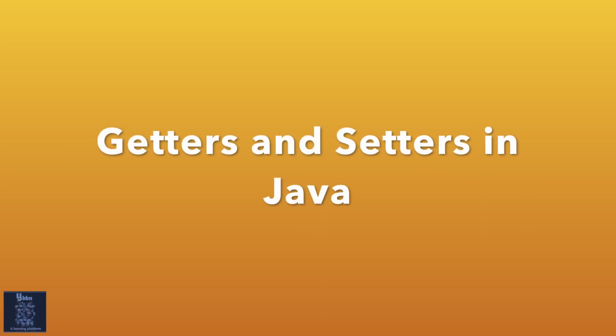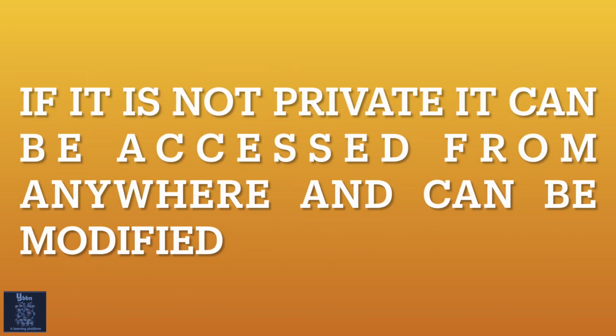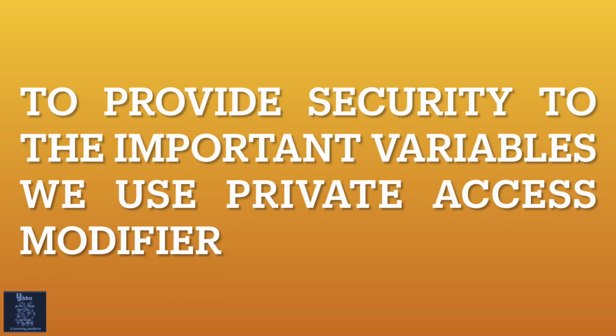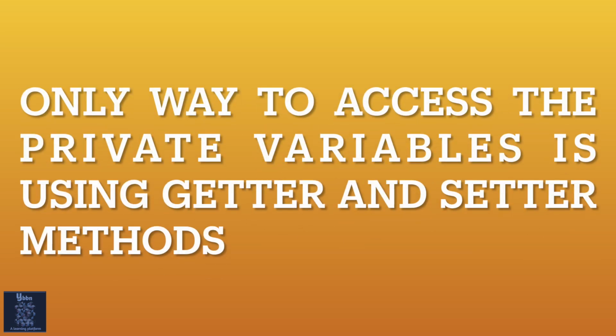Let's see how to use getters and setters in Java. In Java, we need to make important variables private, which is called data hiding or encapsulation. If the variable is not private, it can be accessed from anywhere and can be modified, which is not the best practice. To provide security to the important variables, we use the private access modifier.